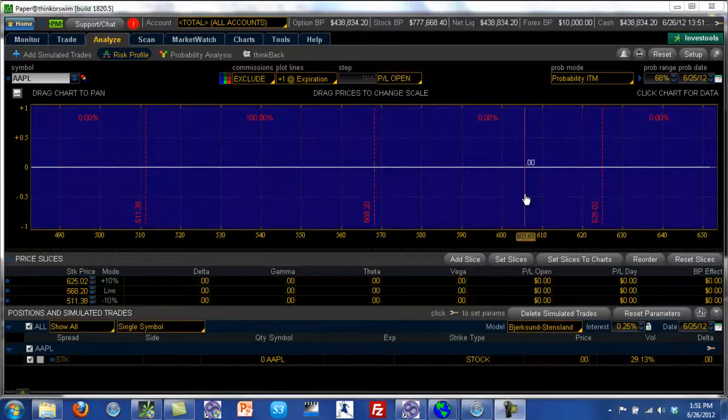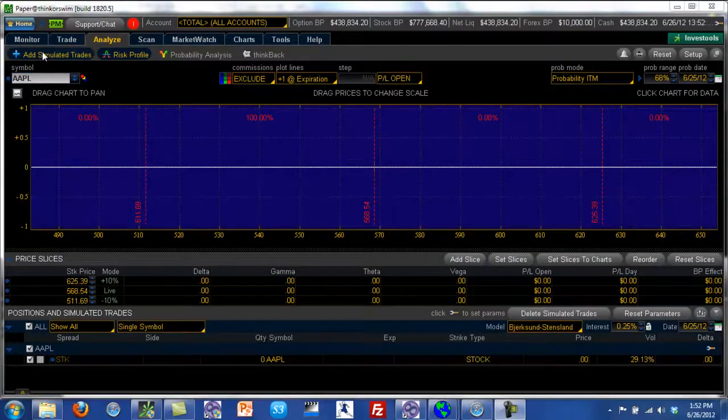Whenever you're a buyer of options, you have limited risk and unlimited reward. And whenever you're a seller of options, you have limited rewards and potentially very large risks. So that's the concept we want to try to get through in this short video.